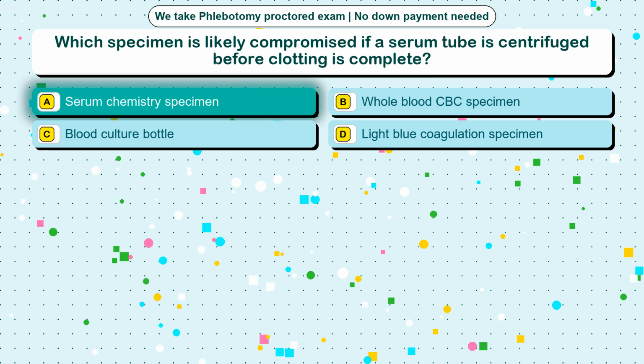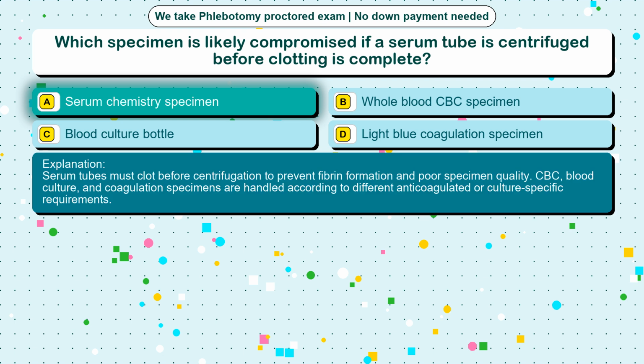The correct answer is option A. Serum chemistry specimen. Serum tubes must clot before centrifugation to prevent fibrin formation and poor specimen quality. CBC, blood culture, and coagulation specimens are handled according to different anticoagulated or culture-specific requirements.